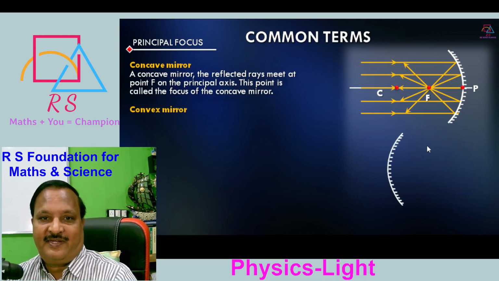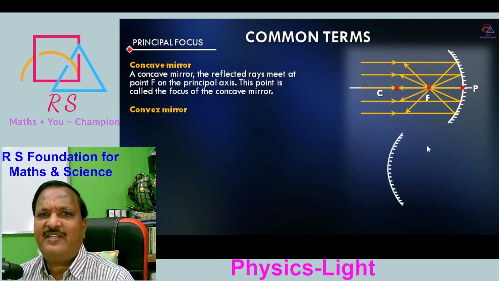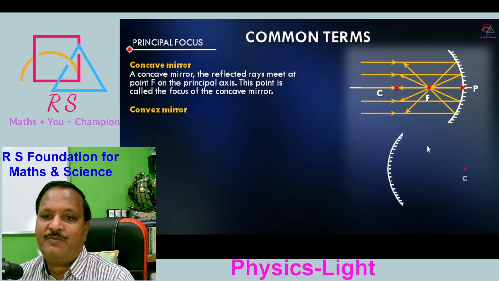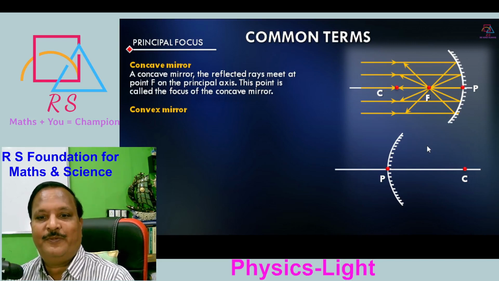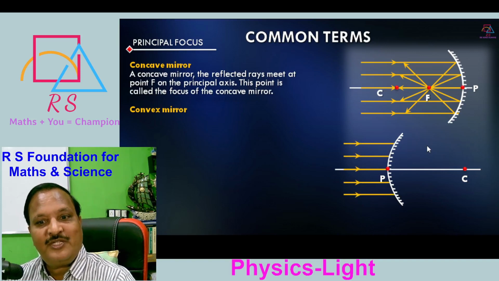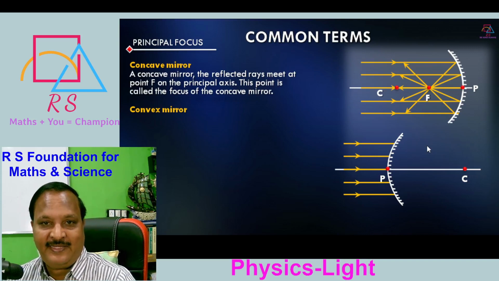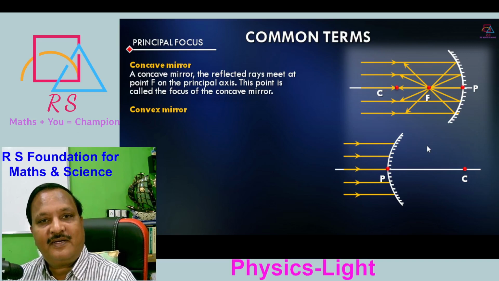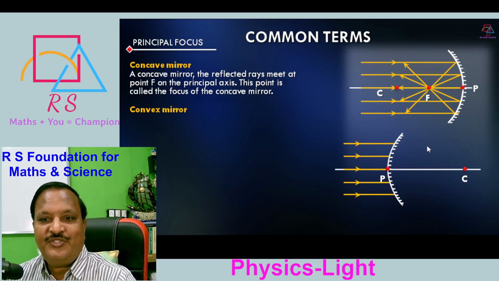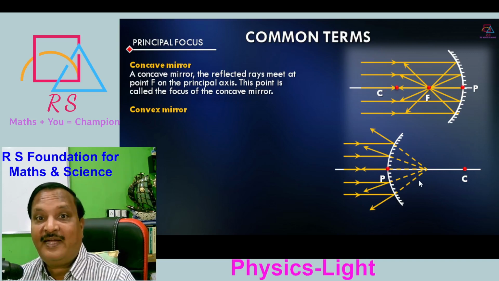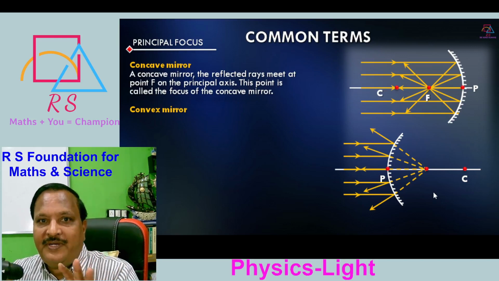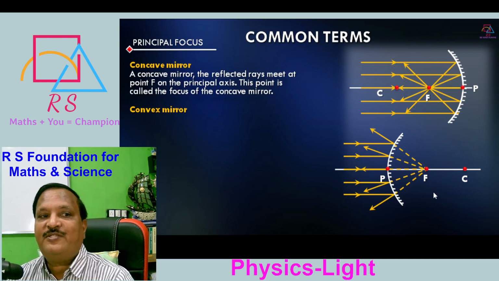Now let us understand the principal focus of the convex mirror. Here the reflecting surface is on the other side. For this also you have to mark the pole, the center of curvature, and draw the principal axis. Then send rays parallel to the principal axis. The parallel rays fall on the convex mirror, and they diverge. If these lines are continued on the other side, they all meet at one point, so they appear to diverge from one point, and that point we call the principal focus of a convex mirror.